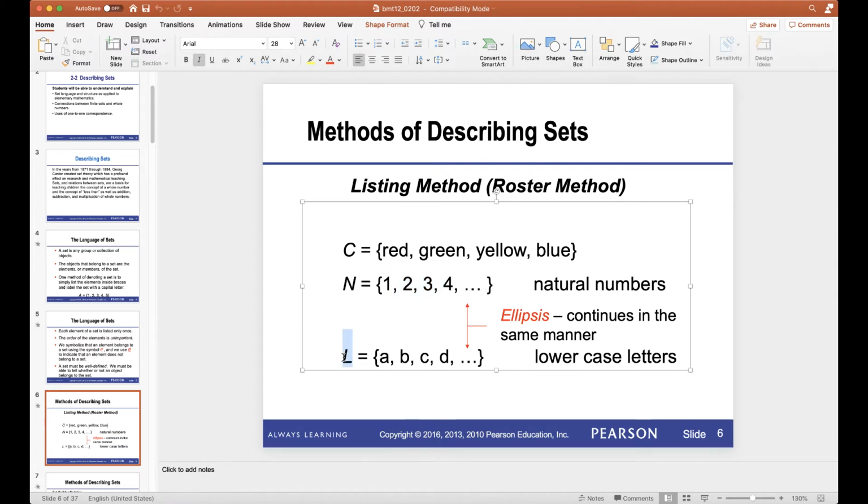For this one, L for lowercase letters, a, b, c, d, and then you can assume that it's e, f, g, h, i, j, k, all the way down to lowercase z.